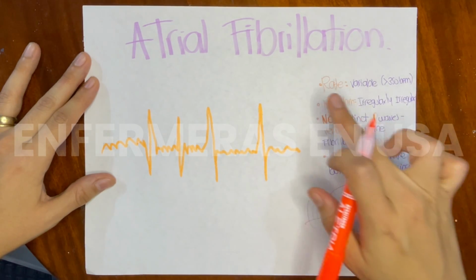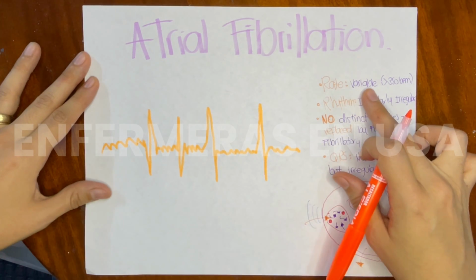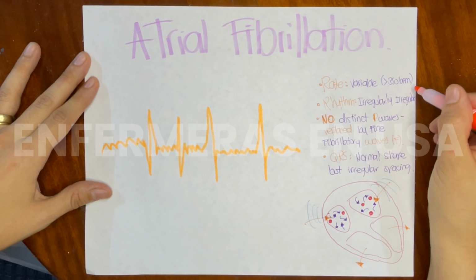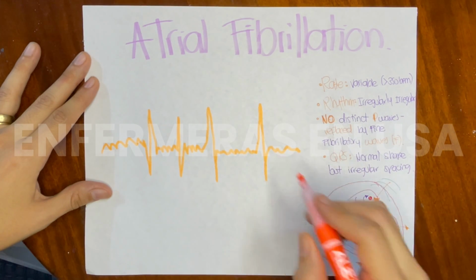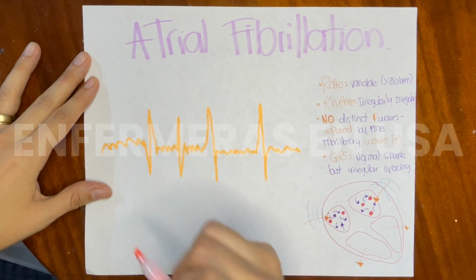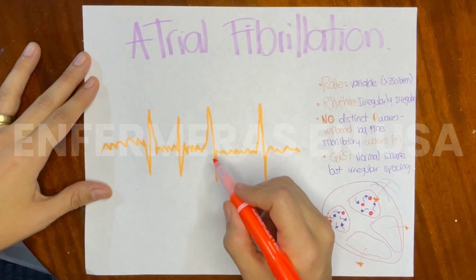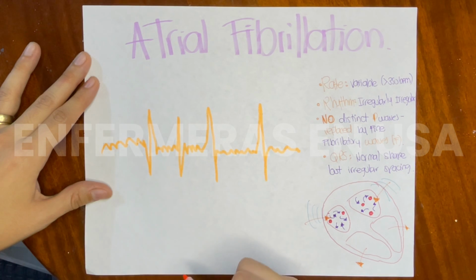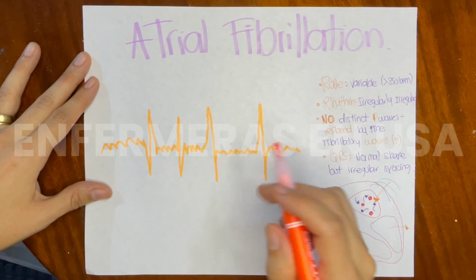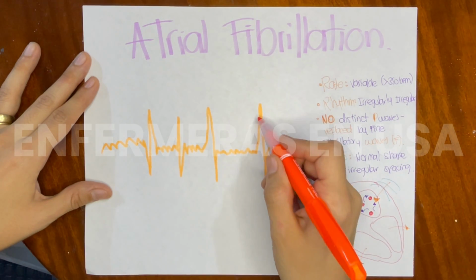Key characteristics: atrial rate extremely fast, may exceed 350 per minute. Ventricular rhythm irregularly irregular, no predictable pattern. P wave is absent, replaced by small wavy fibrillatory F waves. And finally, QRS complexes normally shaped but occurring at uneven intervals.